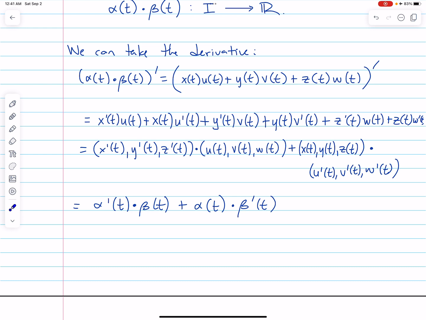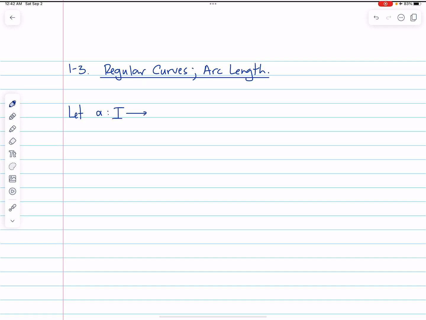All right, so that does it for section 1.2. We'll move now on to section 1.3, or 1-3, I think they use dashes. And this is a section on regular curves and arc length. Let's give that the respect it deserves and underline that title. So let alpha be some parameterized differentiable curve.